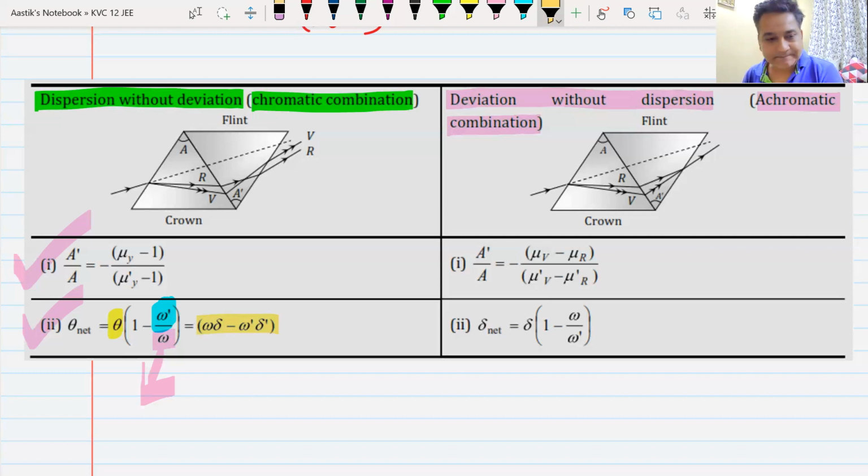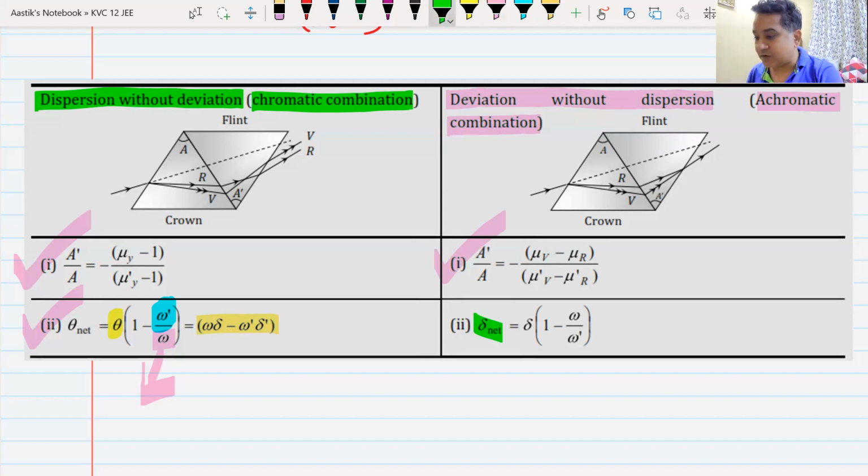Do we understand this? Yes, sir. Similarly, for the second case, this is the formula that we have already seen. Then here, dispersion is 0. So, we'll ask you how much is the deviation, my dear friends.